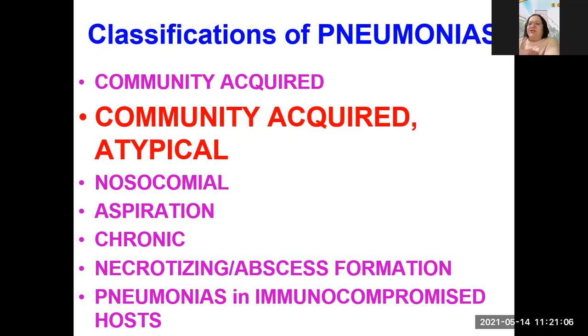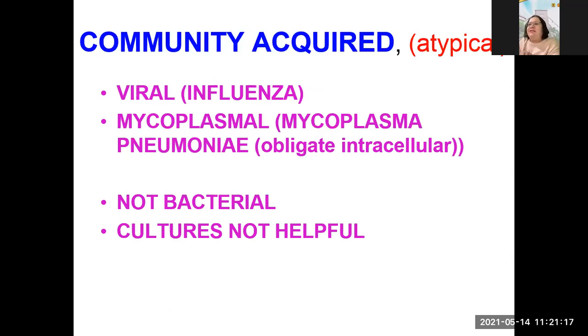Let's look at classifications again of pneumonia. Let's go to community acquired pneumonia causing atypical pneumonia. Okay, let's look at atypical pneumonias. They can be viral, like influenza, mycoplasmal pneumonia, mycoplasma pneumonia. Mycoplasma is an obligate intracellular microorganism. It's not bacterial and cultures are not usually helpful. This is in atypical pneumonias.